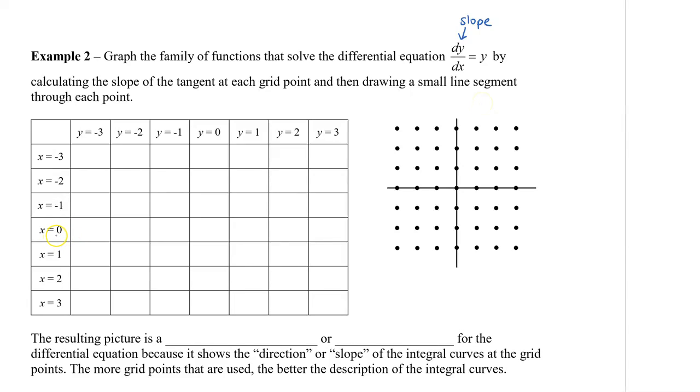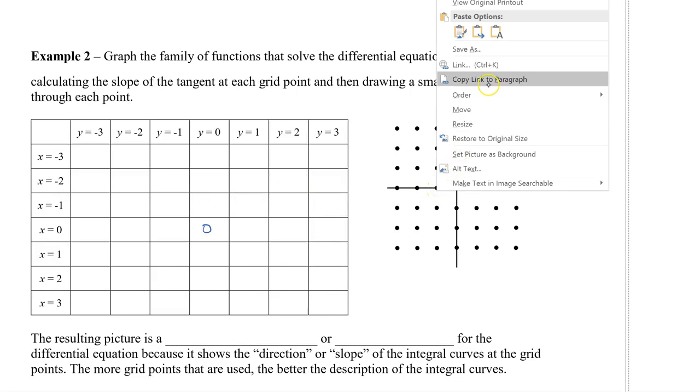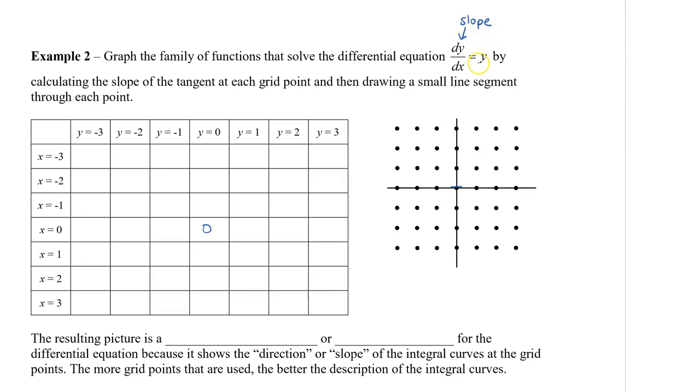So let's start at 0, 0. When x is 0 and y is 0, which is right here, that means our slope is going to be 0. So we're going to draw a little horizontal line to show that the slope is 0. When x is negative 1, y is 0, which is this grid point here. Then we can see that y is still 0.